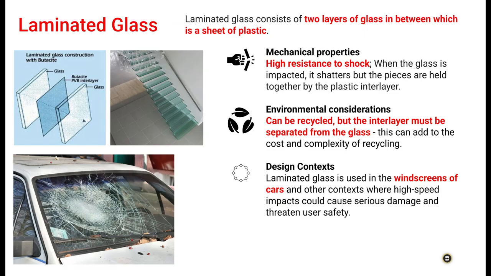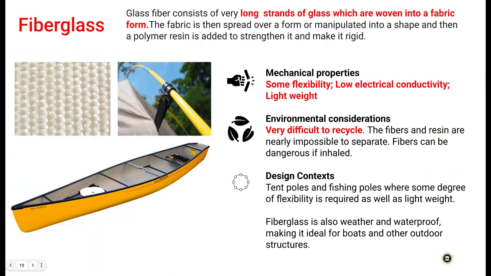And then laminated glass, you can see here what it would look like in a car. It's 2 layers of glass with a layer of plastic in between. Very high resistance to shock. It can be recycled, but it takes a bit more energy because you've got to remove the plastic before you can recycle it. Any use of glass where it might come under a heavy impact, like stairs or cars, is a good place to use laminated glass.